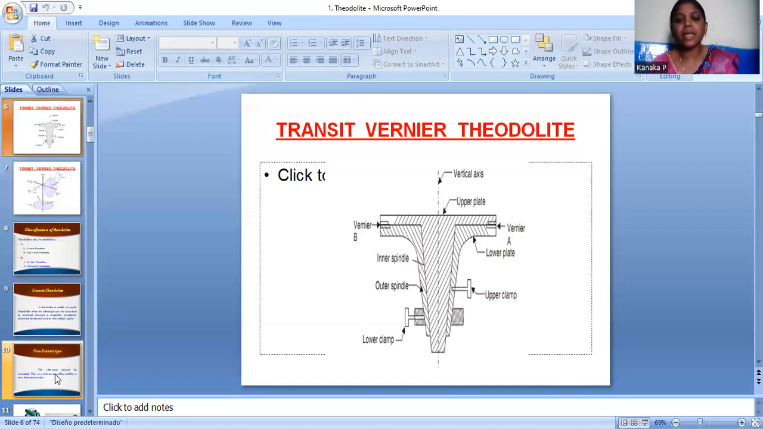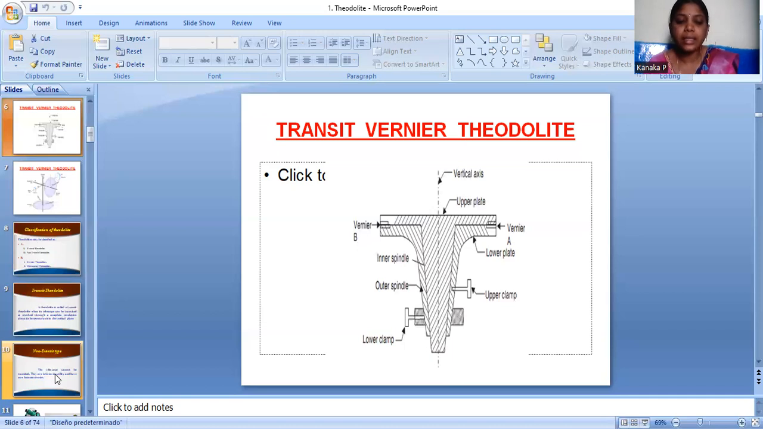Next one is diaphragm. Diaphragm means it is the brass ring provided with the glass disc with fine lines. It is provided with a crosshair. It is fixed in front of the eyepiece. The crosshair may be fine platinum wire or made of spider web.